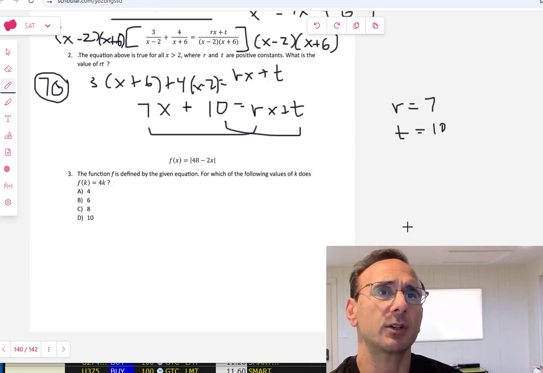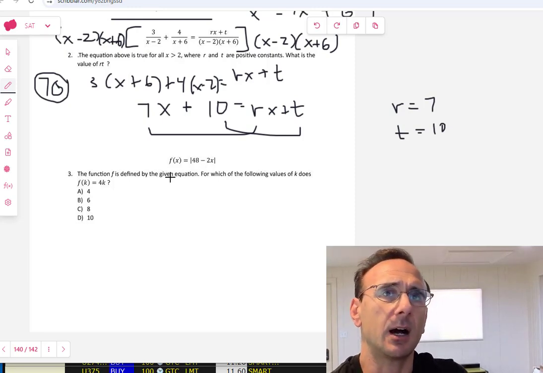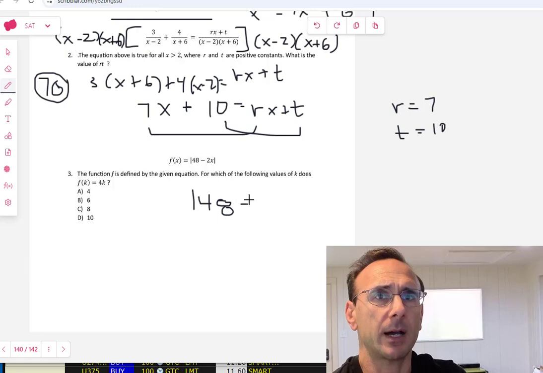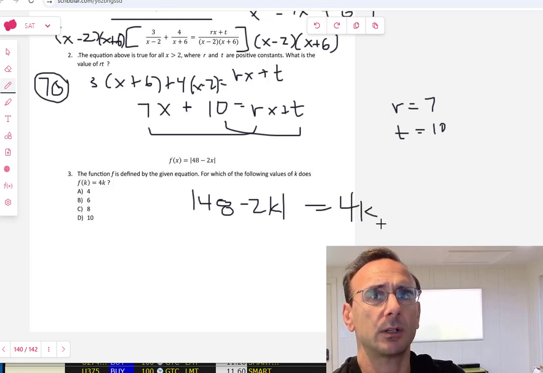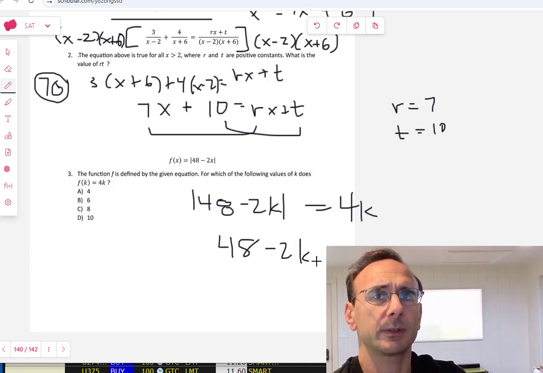Number 3, here's the function. When does f of k equal 4k? You can either plug in the k's or you can just solve it with the x's. We could express f of k as 48 minus 2k. They tell us it's 4k, so we could set those equal. Easiest enough to solve for the positive value first, so we can just drop the bars and solve it.